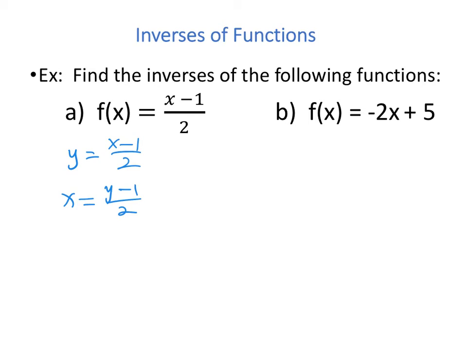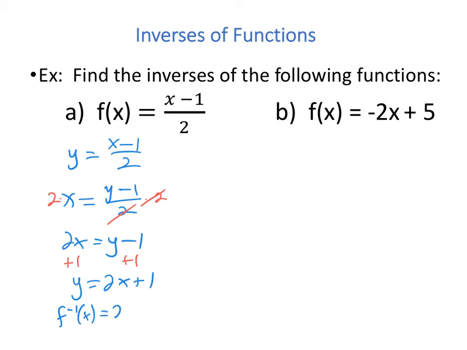Notice in this case we'd want to first get rid of that 2 on the bottom. So to get rid of it, we'd multiply 2 to both sides. So now it reads 2x equals y minus 1. And then to get y by itself, we'd simply add 1 to both sides. And so we get y equals 2x plus 1, which then would be our inverse. So 2x plus 1 is the inverse of that function in A.